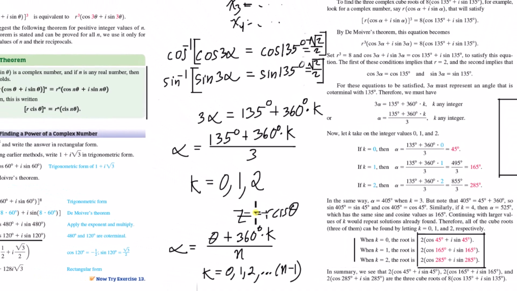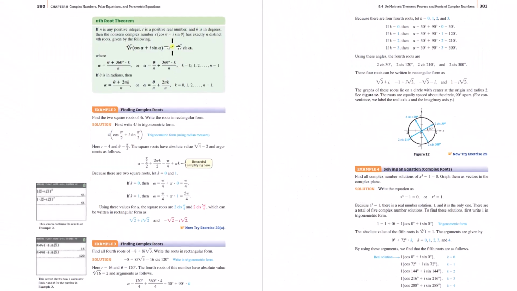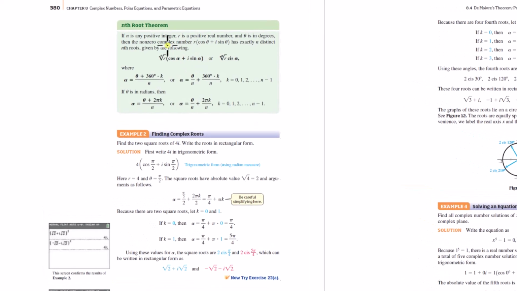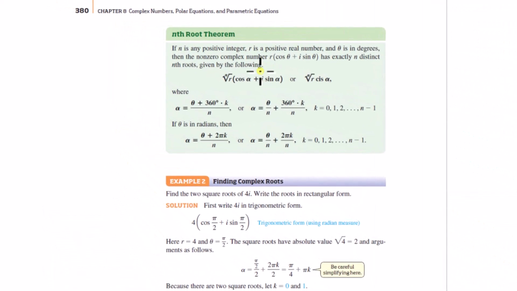That's kind of, if we come to the next page, the nth root theorem. If you want to find all of the nth roots of any complex number, well, then you put it in polar form, and in polar form, r is going to be positive, and theta could be in degrees or it could be in radians.